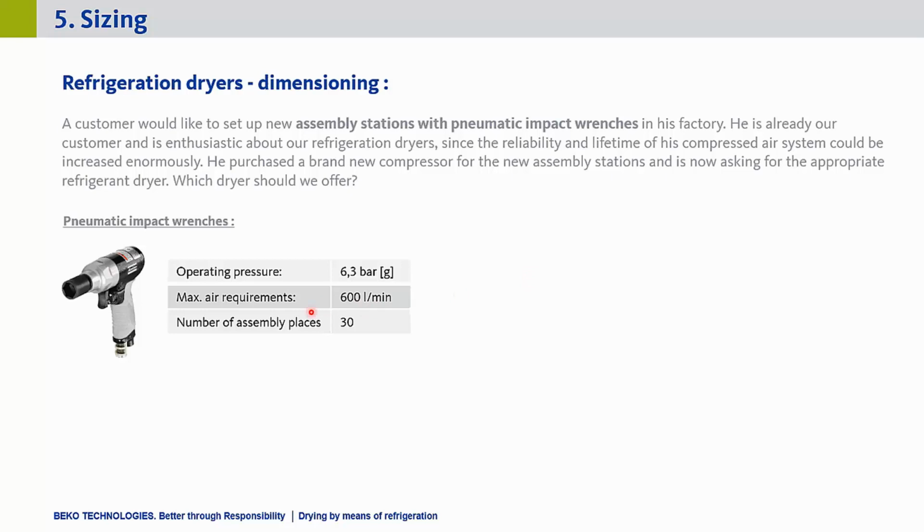And we also have the number of assembly places, which is 30. And this is very important because it's not enough to just calculate with the volume flow that you need for one gun if you have 30 assembly places, of course. Then we need some other information because temperatures are also important.